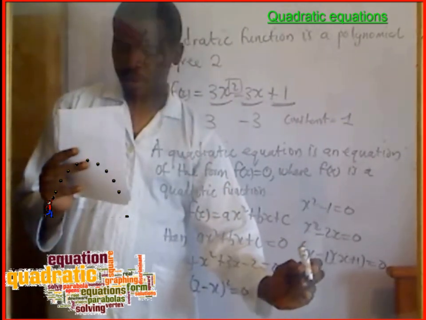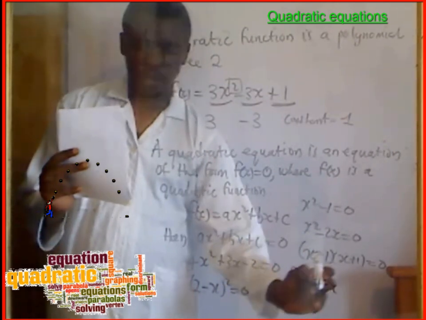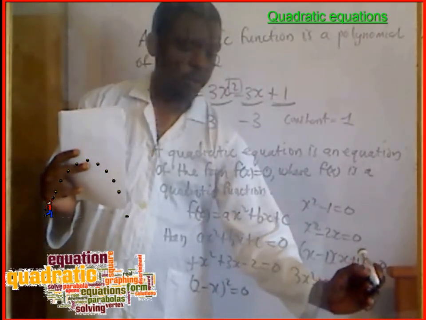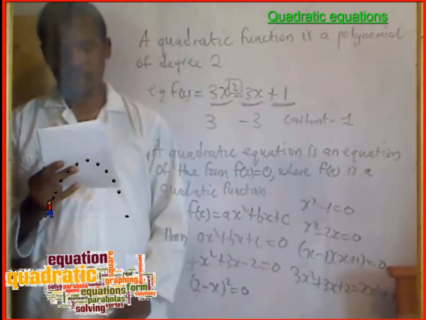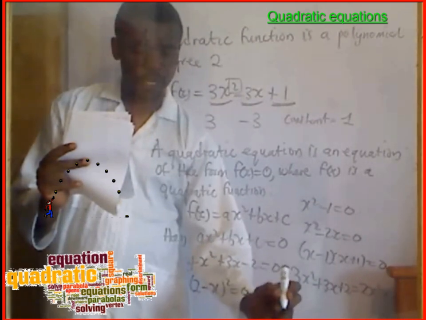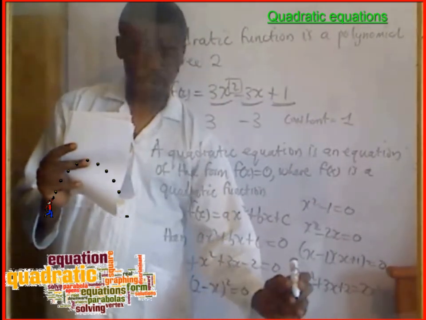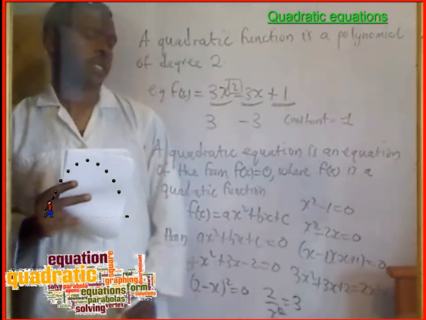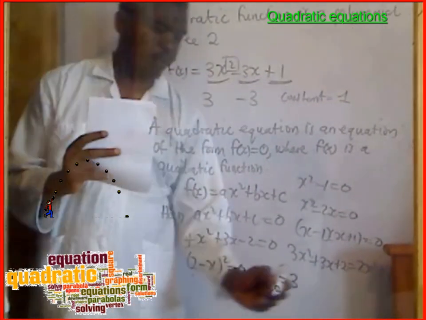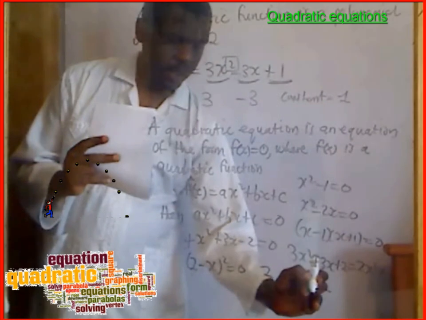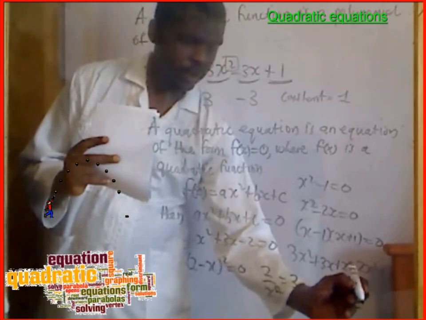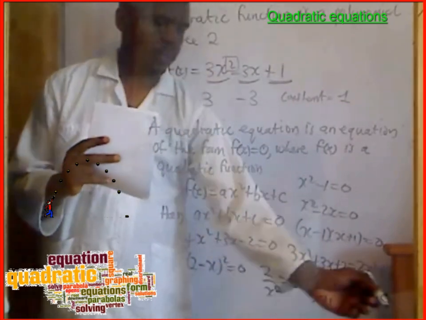3x squared plus 3x plus 2 is equal to 2x squared plus 1. Another one, 2 all over x squared is equal to 3. This is a quadratic equation because the highest power of the unknown there is 2. You can equally have 1 all over x plus 1 minus 1 all over x minus 3 equals 0, which is a quadratic equation.